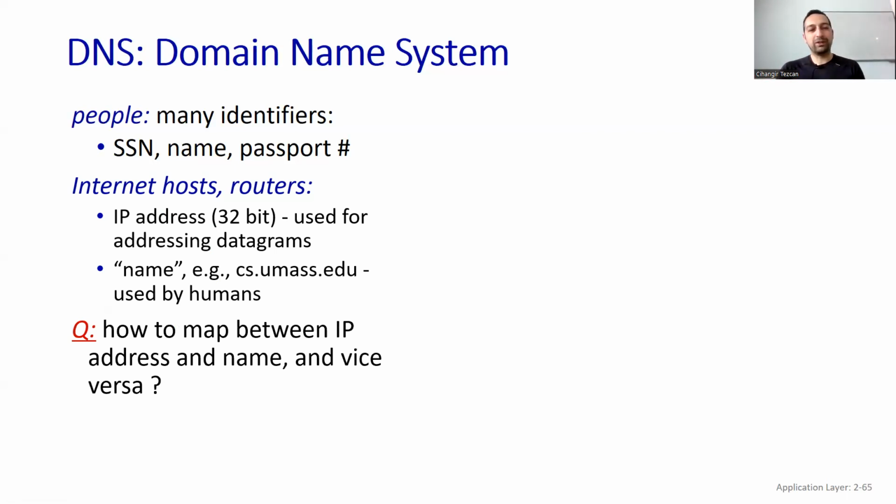And as I also mentioned, people also don't remember web pages of famous websites. People don't try to type in facebook.com. They just type Facebook, so after the Google search, they click on Facebook. So how to map between IP address and name and vice versa.